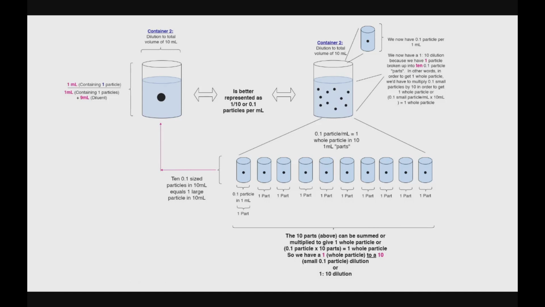So at the bottom it says the 10 parts above can be summed or multiplied to give one whole particle. Or we have 0.1 particles times 10 parts, which will give us one whole particle. And it says, so we have one whole particle to a 10 dilution, or one whole particle to a small 0.1 particle dilution. So we will call that a 1 to 10 dilution.